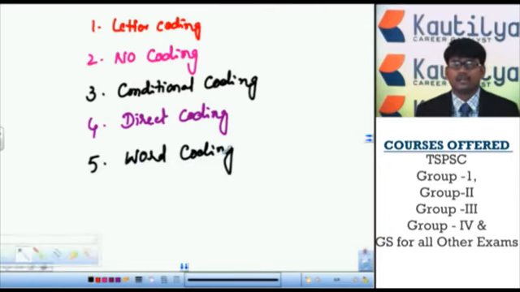So we have 5 types of problems in coding decoding: letter coding, number coding, conditional coding, direct coding, and word coding. In banking examinations, they frequently ask word coding and conditional coding. It gives 5 marks in every examination frequently. We have to know all the coding decoding processes, but we have to mainly concentrate on conditional coding and word coding. First we are going to discuss letter coding.